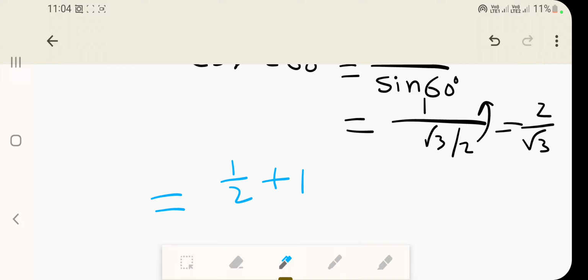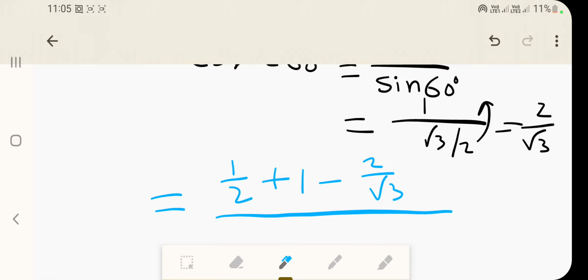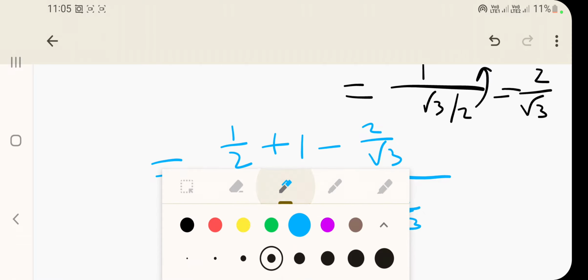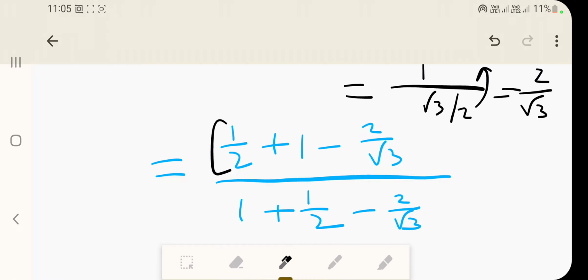Okay. So sin 30 is 1 by 2, tan 45 is 1, minus cosecant 60, which is nothing but 1 by sin 60, that is 2 by root 3, whole divided by cot 45 which is 1, cos 60 which is 1 by 2, minus secant 30, which is 2 by root 3. One thing, if you carefully observe here, no need to calculate that: 1 plus 1 by 2 plus 1 is 3 by 2 minus 2 by root 3. This you have to calculate.